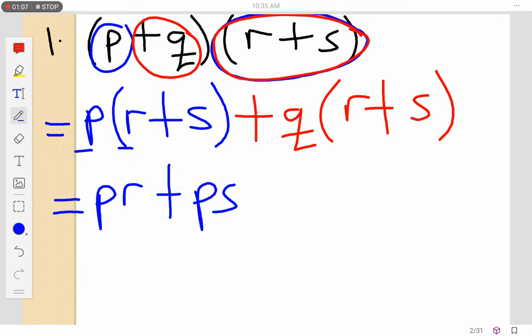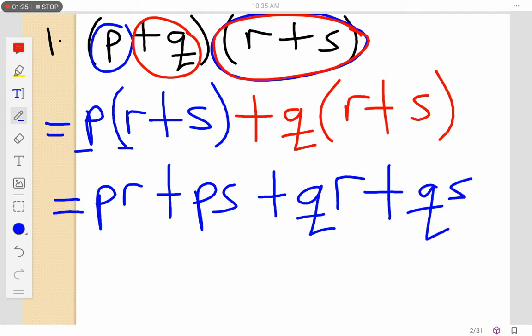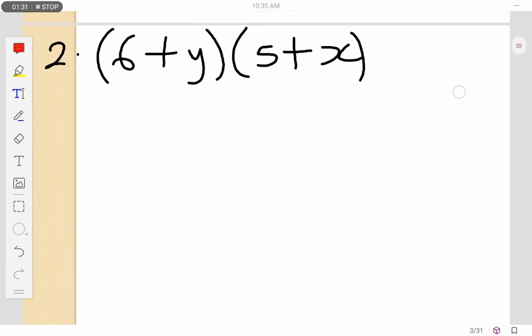Then when we do the last one, we are now on Q. So we say Q times R, there we get plus QR. Then plus Q times plus S, there we get QS. Like that, we have this as our final answer. We have expanded the bracket. Let's look at another question.